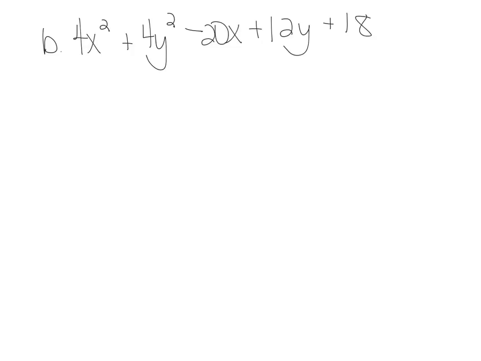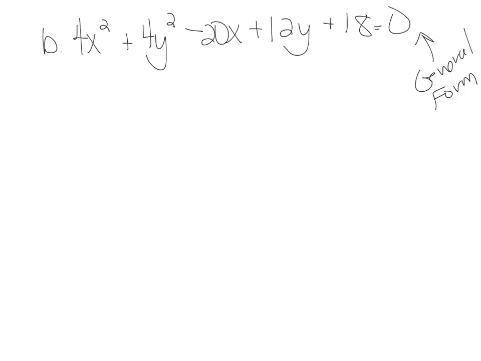And finally, I believe I called that last one A. If I didn't, I apologize. B: 4x squared plus 4y squared minus 20x plus 12y plus 18 equals 0. This is in general form. But general form doesn't help us easily find our center or our radius. So we're going to go through the same process.